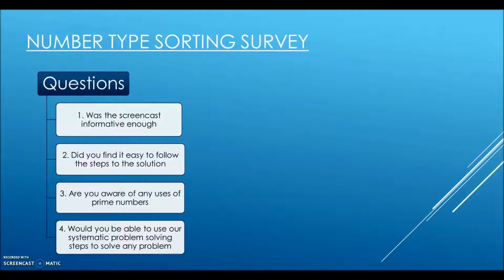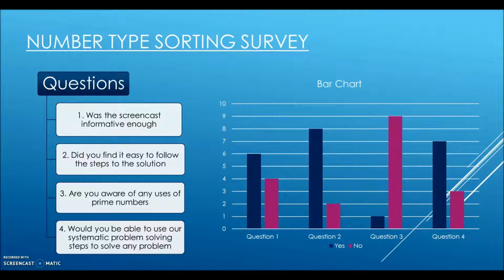The results we got back were mostly positive, apart from "are you aware of any uses of prime numbers", which people seem to not really be. Although this is bad in terms of how we affected them and how our code could be used in everyday life, it's good that they've learned from our problem solving steps and know that they could implement them themselves.